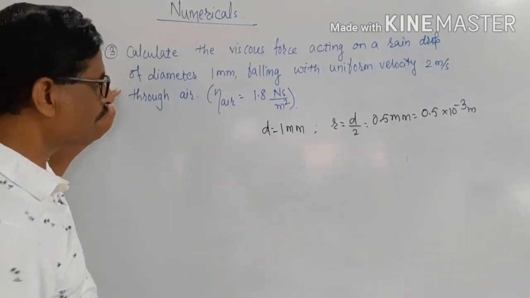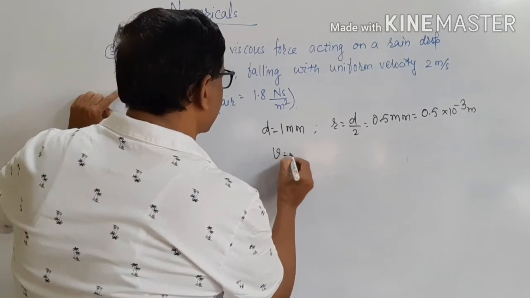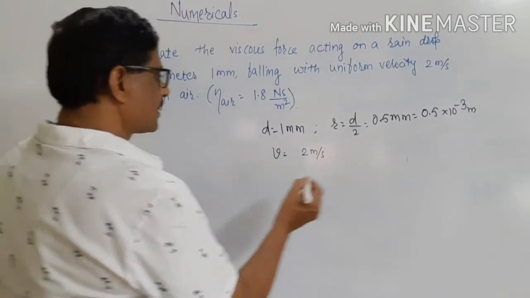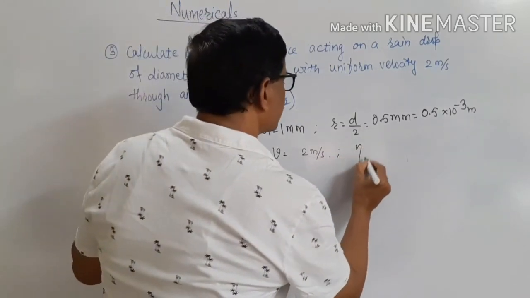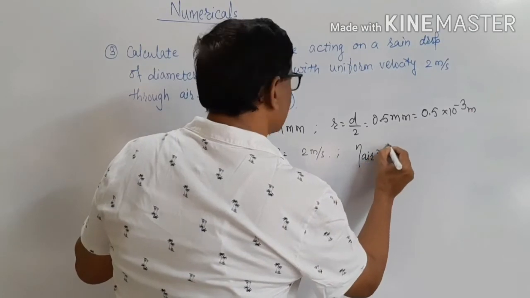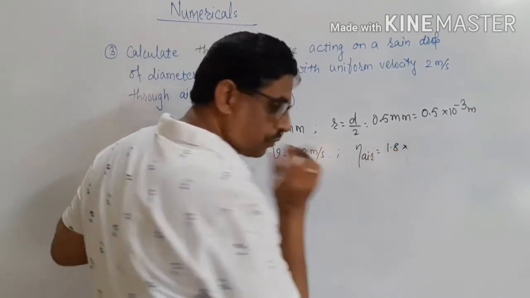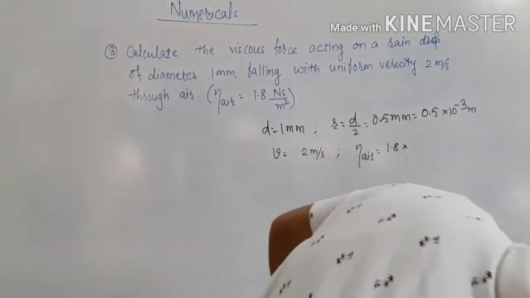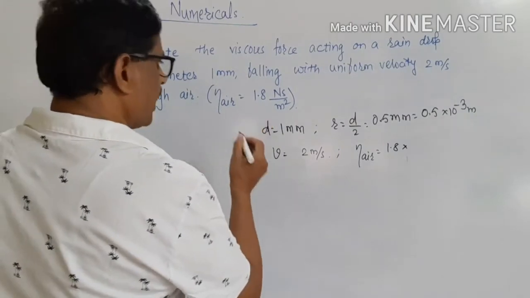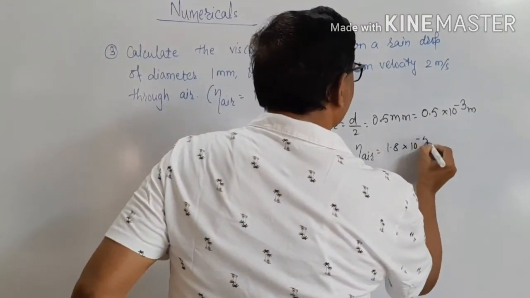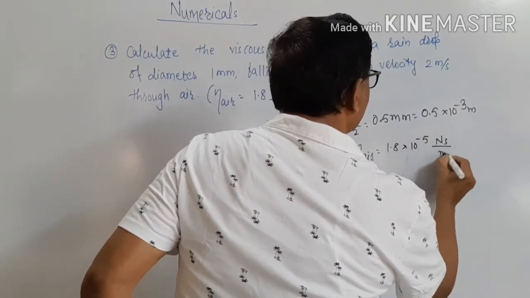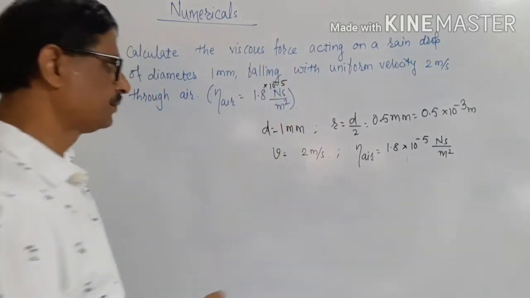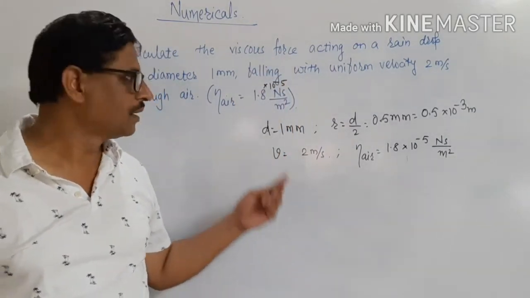Falling with uniform velocity. The velocity with which this raindrop is falling is 2 meter per second. And one more thing that is given to us is the coefficient of viscosity of air, which is 1.8 into 10 to the power of minus 5 Newton second per meter square. I have to correct it, it is 10 to the power of minus 5. This much correction we will take here.